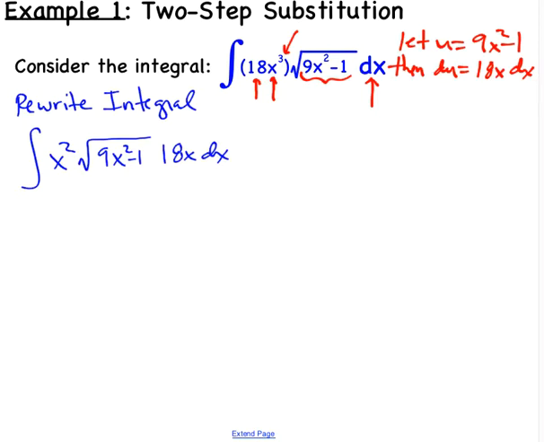So you can see what I've done here is I've taken the 18x out of the 18x cubed and I placed it next to the dx. And in doing so, I have now everything that is equal to du grouped together, and that part of the substitution is clear. I have my internal function set as u, that part of the substitution is clear. This is what I need to fix.